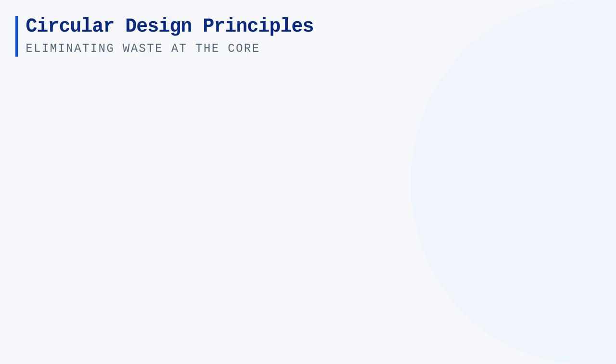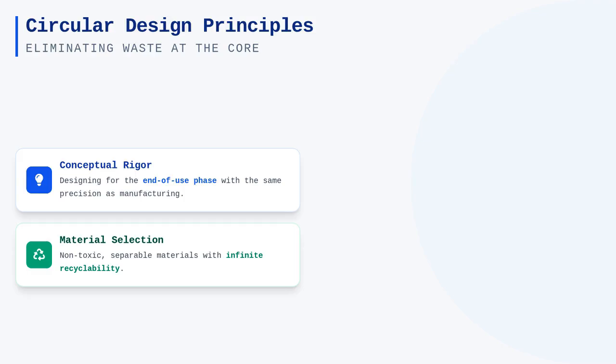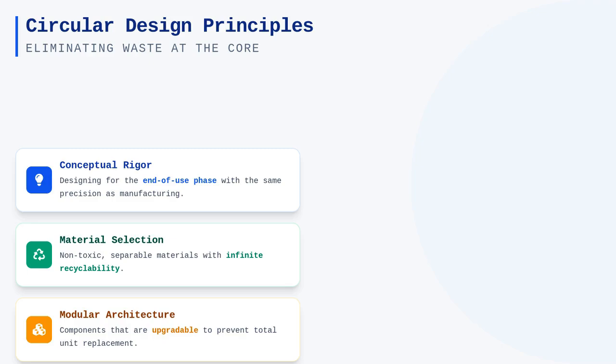At the core of this transition are distinct design principles that prioritize the elimination of waste at the conceptual stage. When a product is designed, the engineer must now account for the end-of-use phase with the same rigor applied to manufacturing specifications. This involves selecting materials that are easily separable, non-toxic, and infinitely recyclable without losing structural integrity. We see this manifested in modular product architecture, where individual components can be replaced or upgraded rather than forcing a full replacement of the entire unit.